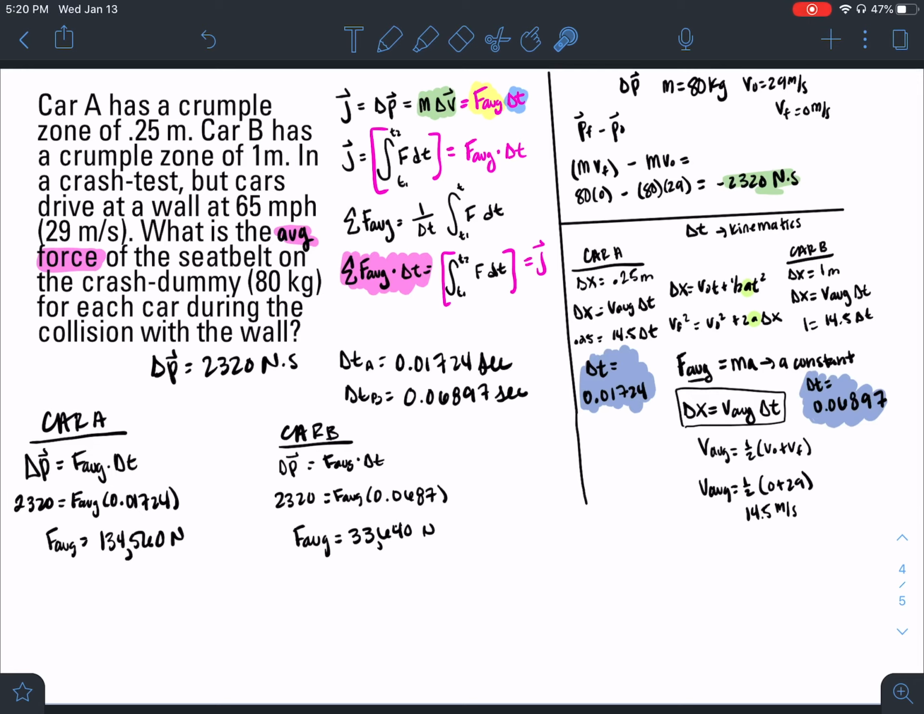And once again, one of the big things I wanted to note was this idea over here. Because we're talking about the force average, we can use that idea that it's a constant acceleration, allowing us to use some of these formulas with a velocity average, which we don't typically use. And once again, that's because we're talking about the force average of the collision.